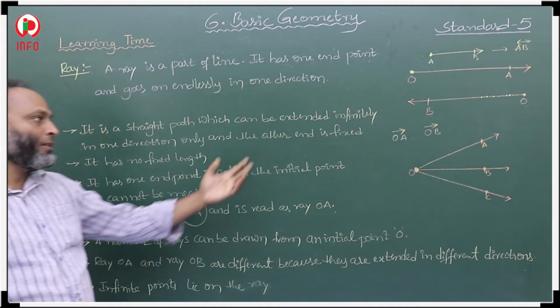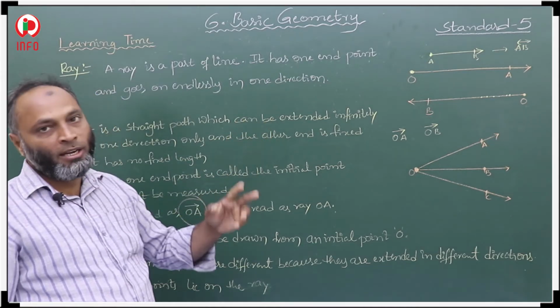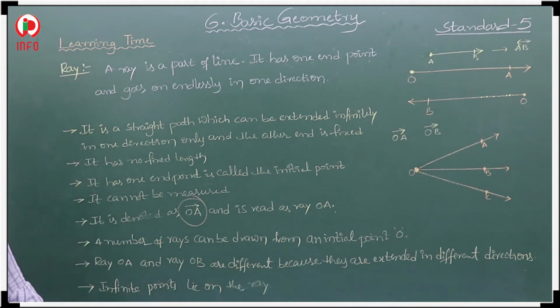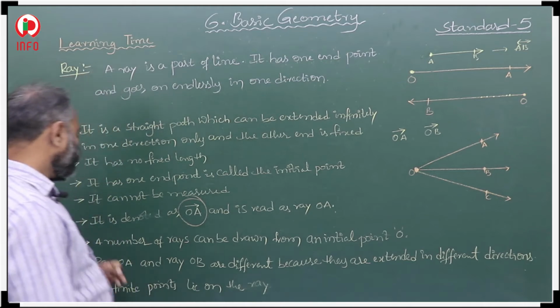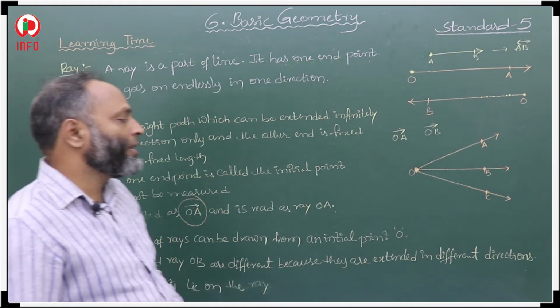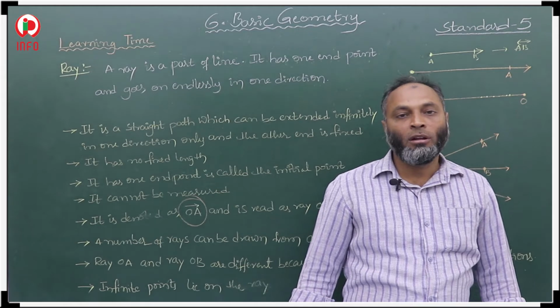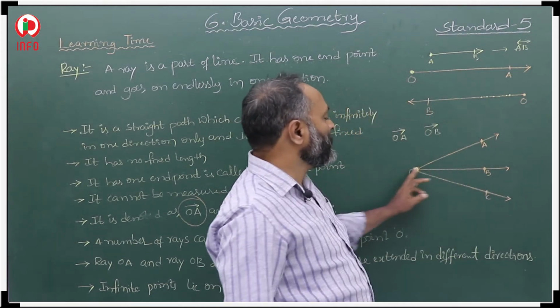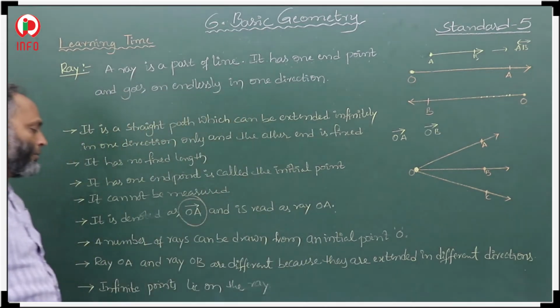And how to represent it? OA. First we take the initial point, then the other point, and put an arrow on top. How to read it? Read it as ray OA. Next, how many rays can be drawn from an initial point? Infinite rays can be drawn from an initial point.